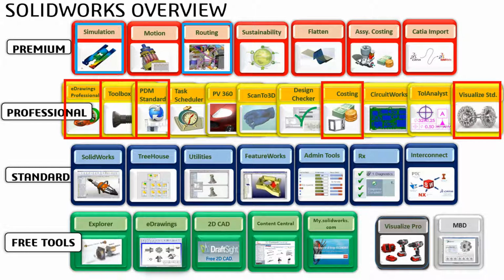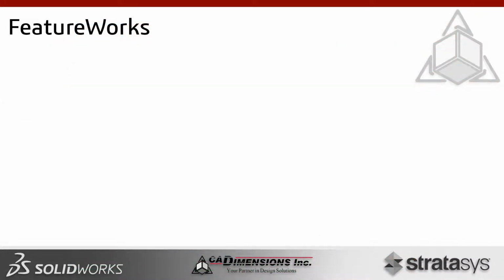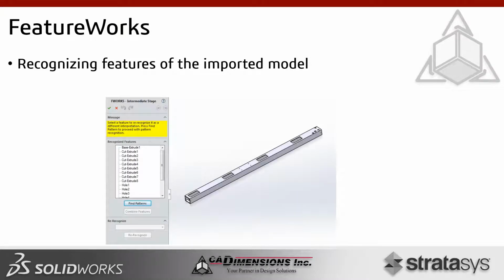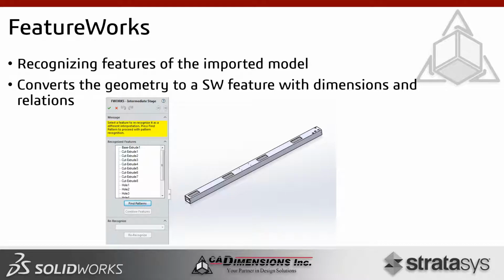Before we get into Toolbox, there's one I wanted to throw in here. It's not on this spreadsheet, but there is something called FeatureWorks. It's a way to recognize features of an imported model. You bring in a model from another CAD package that has no features, but you need to edit it a little bit. This analyzes the geometry and determines what features SOLIDWORKS can recreate. The great thing about it is that it can convert the geometry to a SOLIDWORKS feature with dimensions and relations, as long as that's specified in the options.